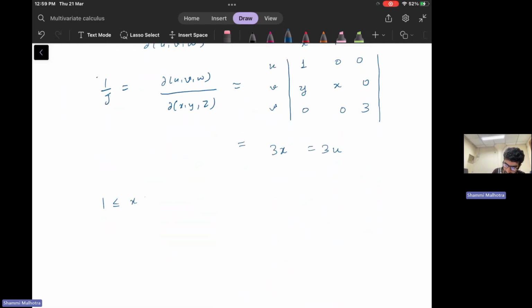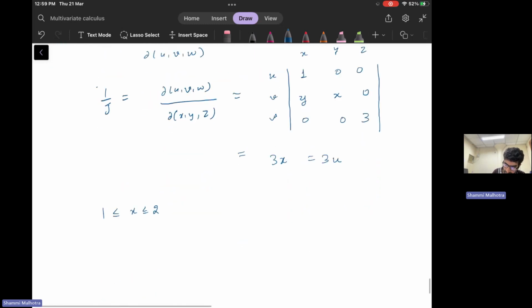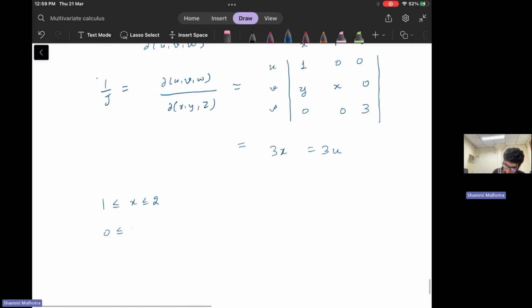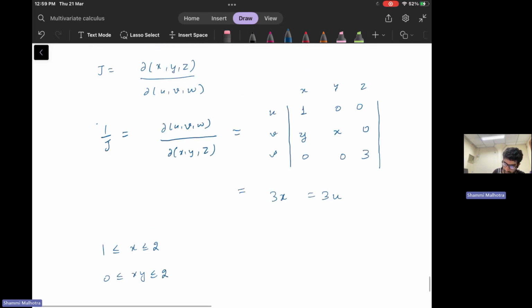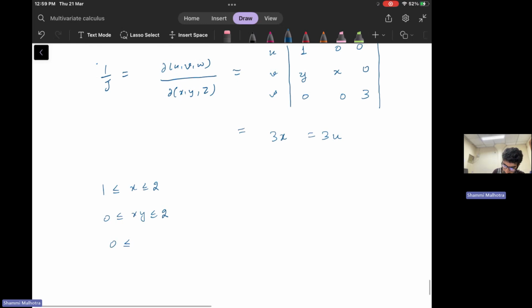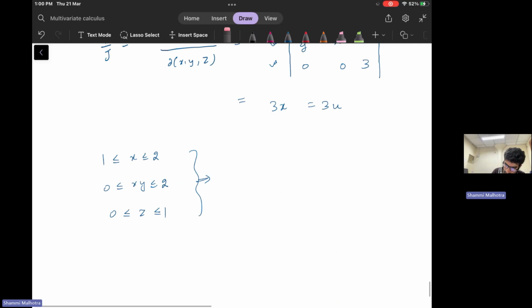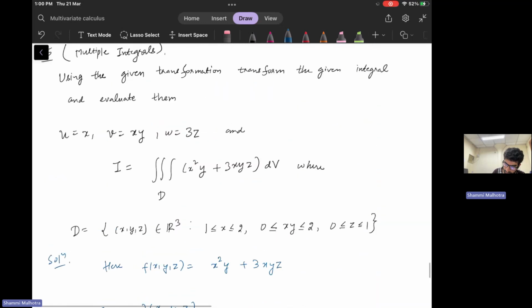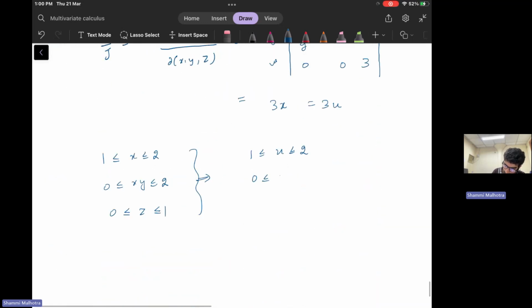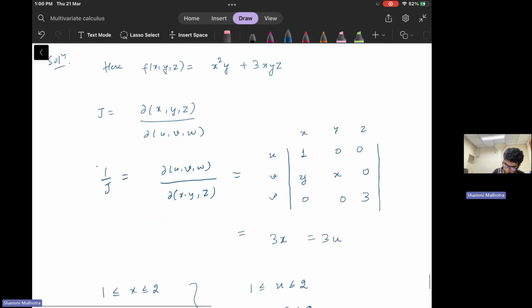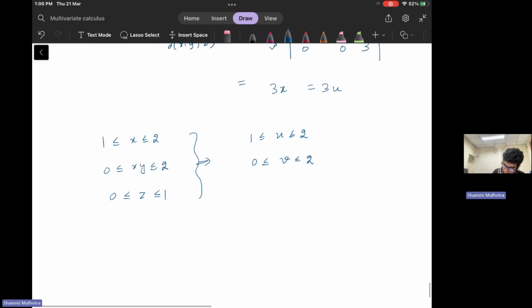Now x is lying between 1 and 2, xy is lying between 0 and 2, and z is lying between 0 and 1. But all of this implies that u is lying between 1 and 2. My xy was v, so my v is lying between 0 and 2. And finally w was equal to 3z, so my w will lie between 0 and 3.